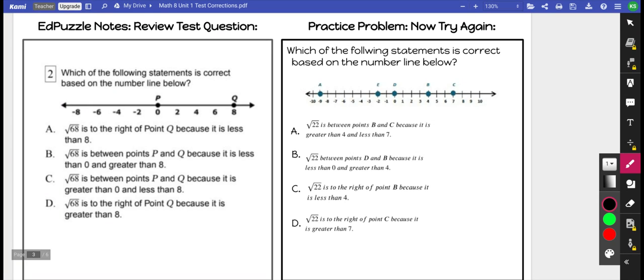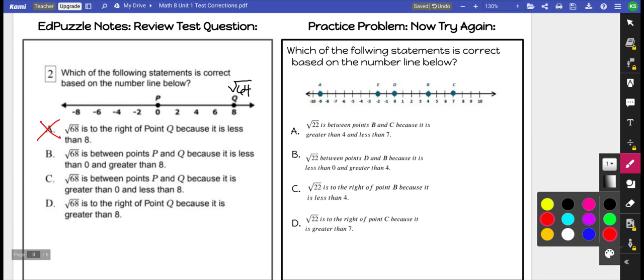So A says the square root of 68 is to the right of point Q. So here's point Q. So 8 squared is 64. So the square root of 64 would go here. So if I look, the square root of 68 would be to the right because it's less than 8. Is anything to the right of 8 going to be less? No, it's going to be more. Okay, so A is not my answer.